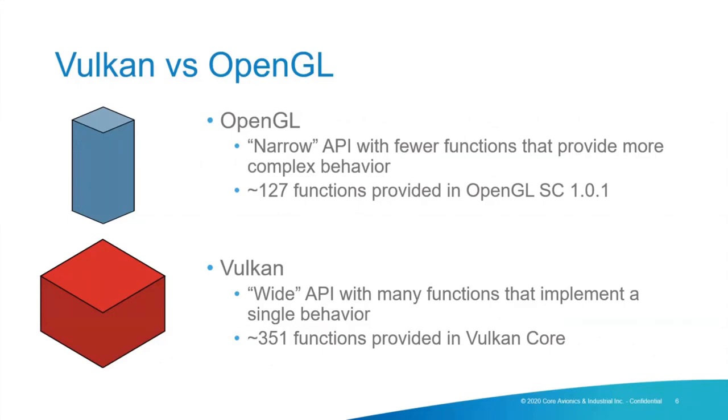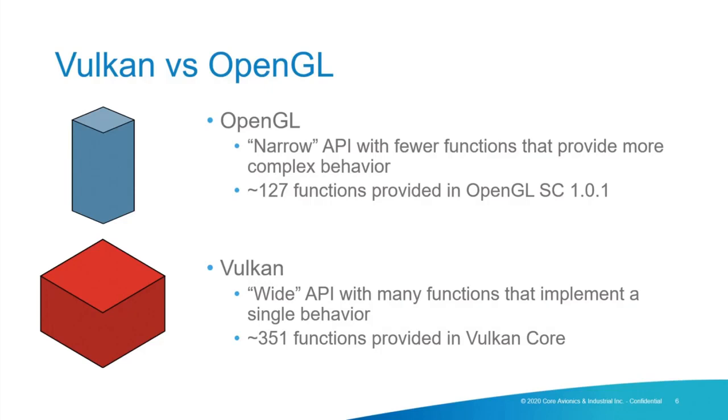So for example, in OpenGL SC1, there's approximately 127 functions provided that each implement complex behaviors that interact with the GPU shaders, the GPU pipelines, the GPU state, and moving data between different areas of the GPU. Whereas in Vulkan, it's considered a wide API where there are many functions that implement small single behaviors that are not as complicated. So to better illustrate that, Vulkan has 351 functions approximately in the core Vulkan spec, and these functions have a single purpose.